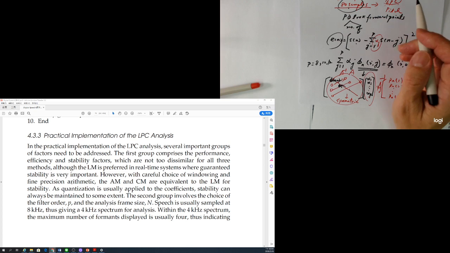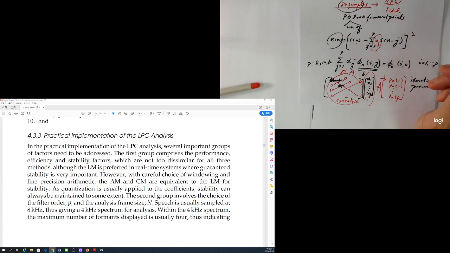They have three methods mentioned in your textbook, but the most popular method is the first one. They call it the autocorrelation method. Okay, I'm using Mandarin to repeat what I talk about here.